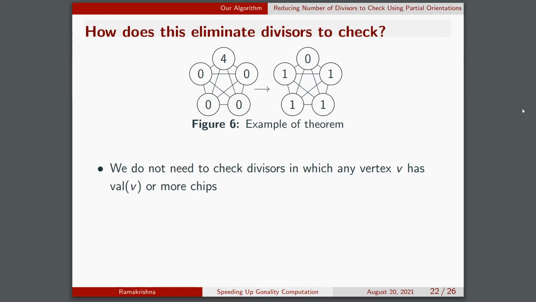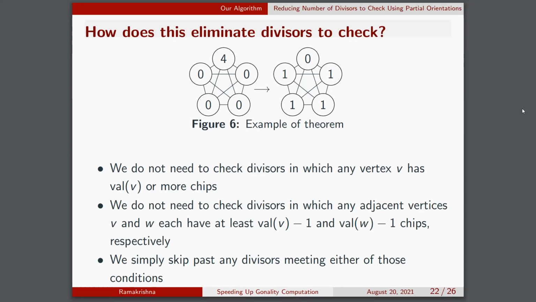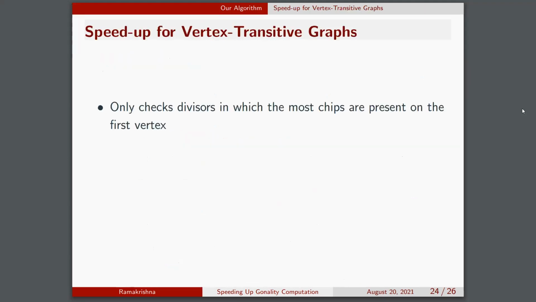So what this tells us is that we don't need to check divisors in which any vertex has valence or more chips, and we don't need to check divisors in which adjacent vertices both have at least valence minus 1 chips. We simply skip past any of these divisors that meet either of these above conditions. So this changes our algorithm just by adding a line in our divisor generator section. While the next divisor we've generated doesn't meet the valence rules in the theorem, we generate the next divisor. We don't check it, we just skip it and run past it.